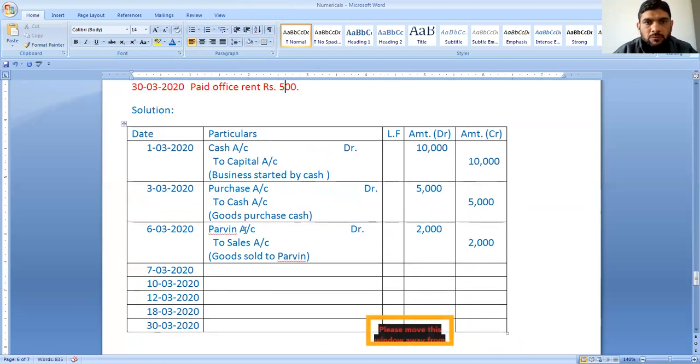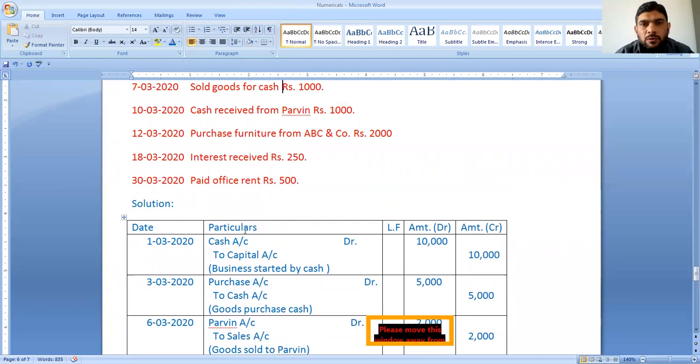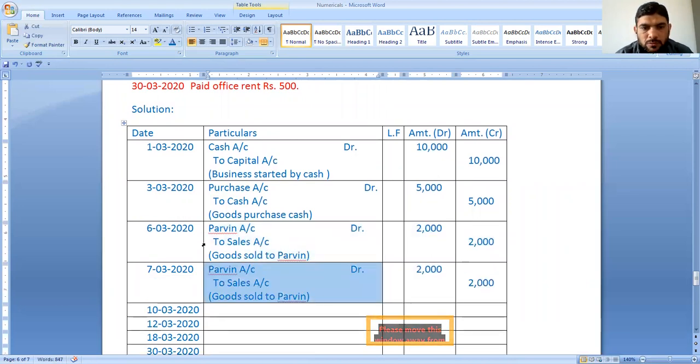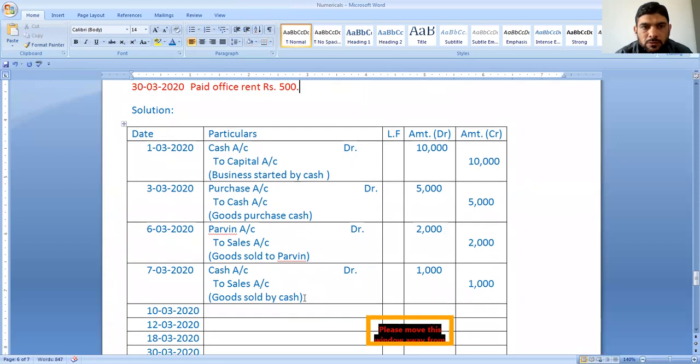Next transaction is the seventh one. Sold goods for cash rupees 1000. Again, the goods have been sold against cash. So cash will arrive in the business. We can write this transaction in the form of cash received. So instead of Parveen, we may write here cash, as the cash has been received in the business. Cash account will be debited for rupees 1000 and 1000 rupees of sales will be made. So goods sold by cash.